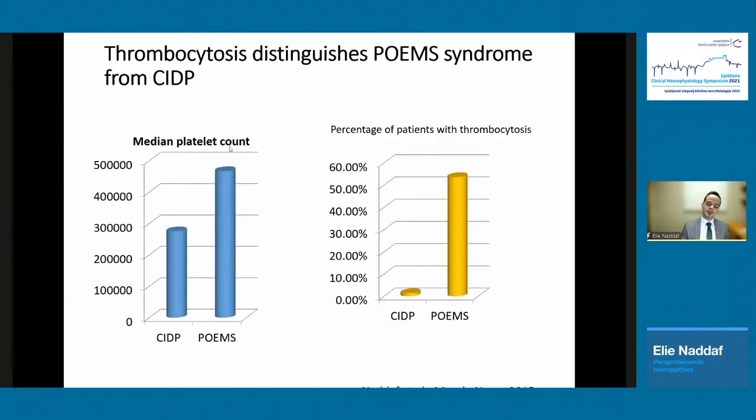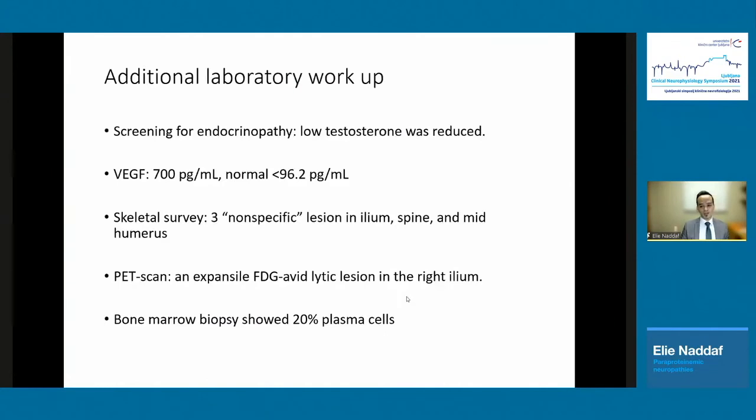Every patient gets a complete blood cell count, and more than half of patients with POEMS have thrombocytosis. So thrombocytosis really should be an alarm that raises suspicion for a hematologic disorder in patients thought to have CIDP. And once you think of POEMS, polyneuropathy, organomegaly, endocrinopathy, monoclonal protein, and skin changes, then you will order a VEGF. But if you didn't think of it, you may not order the test. And VEGF here was markedly elevated.